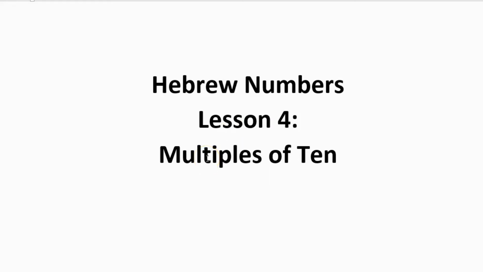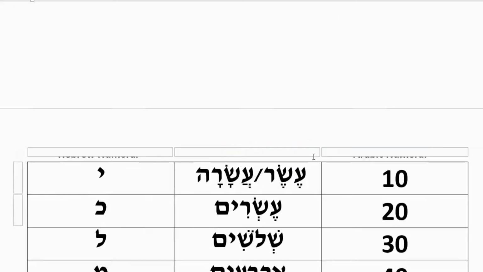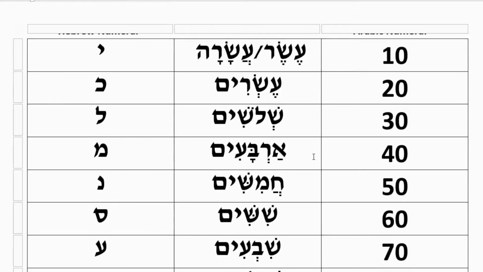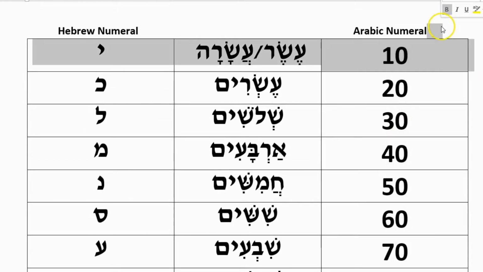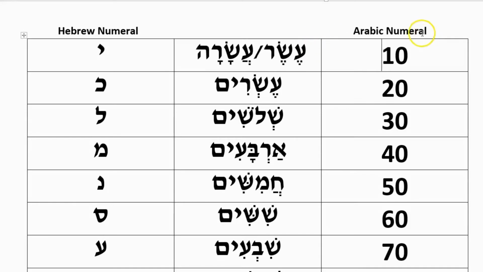In this lesson, we will be covering multiples of 10. Again, we have our chart, Arabic numerals on our right and the Hebrew numerals on the left. Here, the masculine and feminine for the multiples of 10, we treat a little bit differently. They will always be masculine.